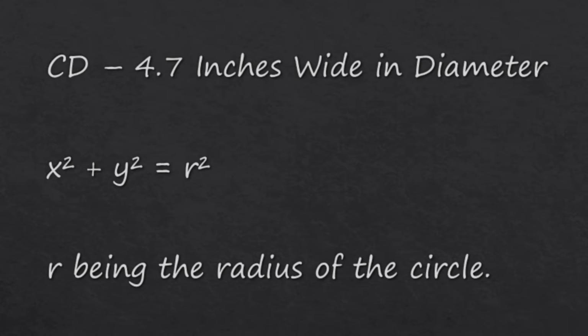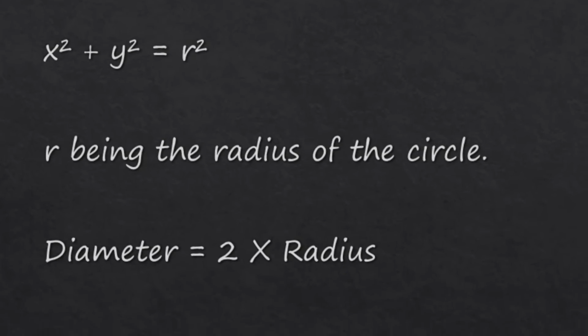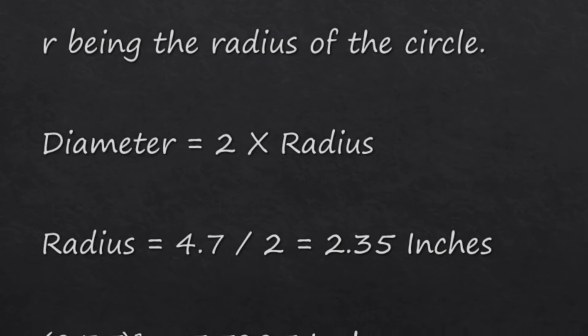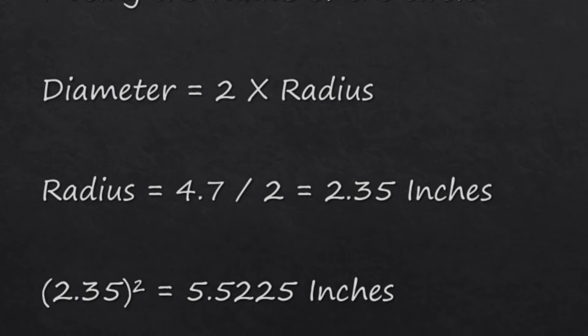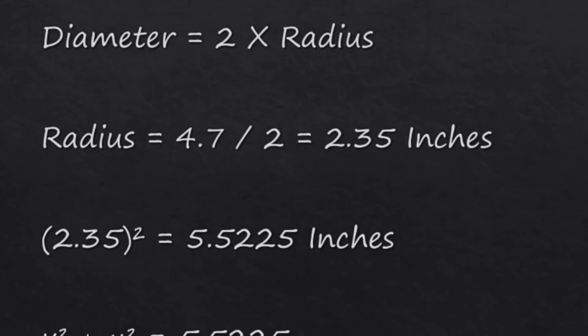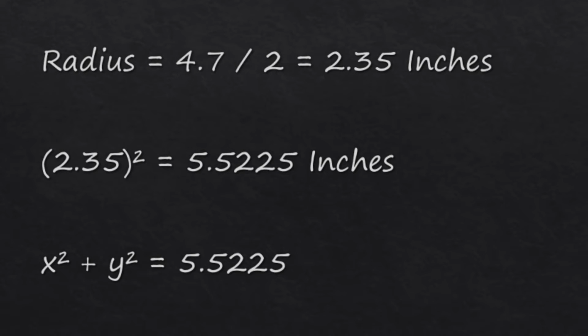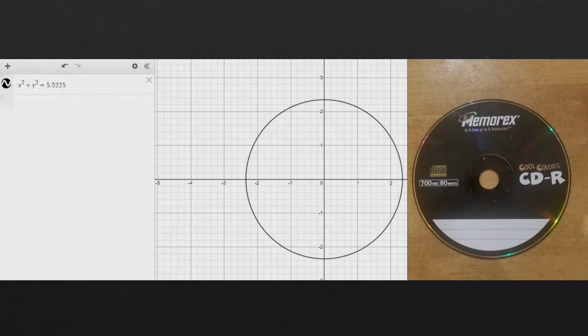If the diameter is 4.7 inches, the radius is 2.35 inches. We have to square this to complete the equation, so it becomes x squared plus y squared equals 5.5225 inches. And as seen here, the equation matches our CD.